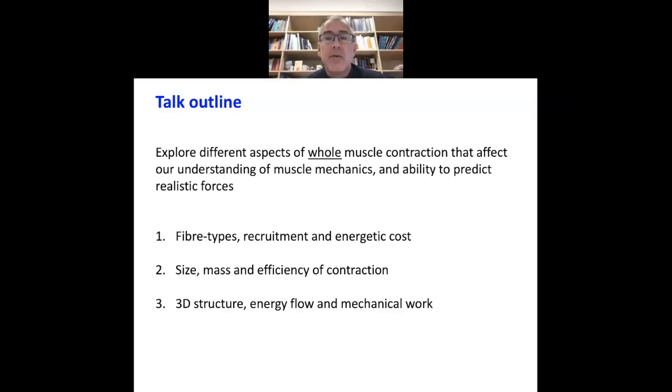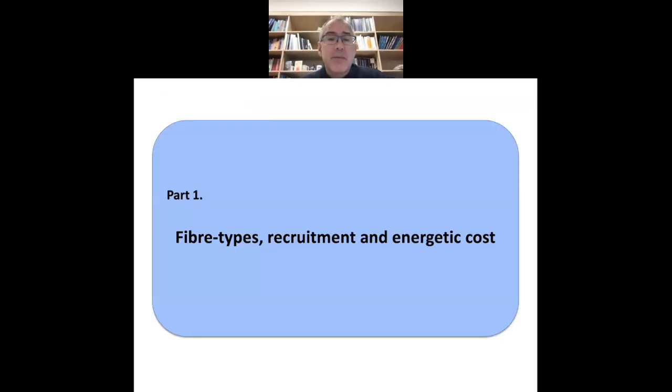So I want to explore our ability to predict realistic forces. I'm going to break the talk down into 3 sections, which largely mirror some of the studies which have gone on in my lab. The first section will look at fiber types, recruitment, and energetic cost. Then we'll look at size, mass, and efficiency of muscle contraction. And then lastly, we'll look at 3D structure, energy flow, and mechanical work. So to start with, fiber types, recruitment, and energetic cost.